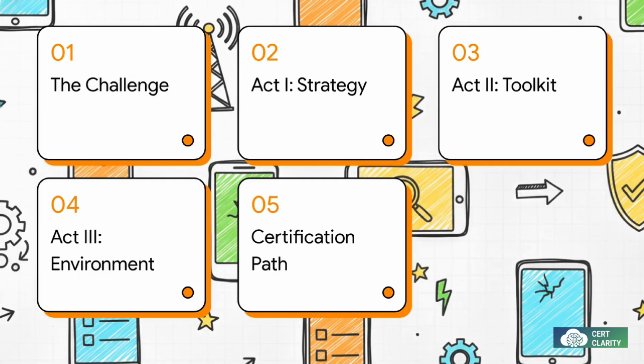So, our overview is going to follow the syllabus structure pretty closely. We'll kick things off with the core mobile testing challenge itself. Then, we'll dive into the three main pillars of the curriculum: the strategy, the toolkit, and the environment. And finally, we'll wrap up with the key facts you need to know for your certification path.